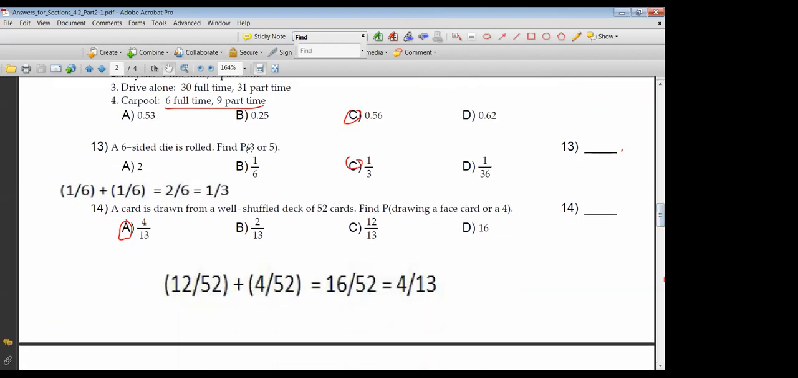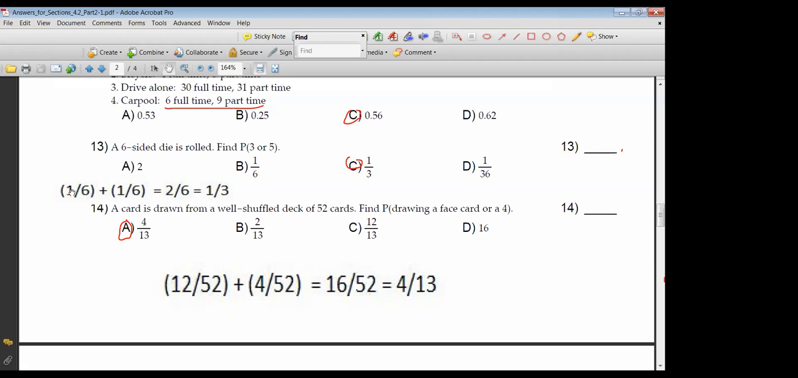Probability of rolling a 3 or a 5. Well, with these, there is no double count. You can't roll a 3 and a 5 at the same time. So there's no subtraction necessary. What's the probability of rolling a 3? Well, it's one chance in 6. There are 6 sides on the die, and only one of the sides is a 3. Added with, what's the probability of me rolling a 5? Well, there's only one 5 on a die out of a total of 6.